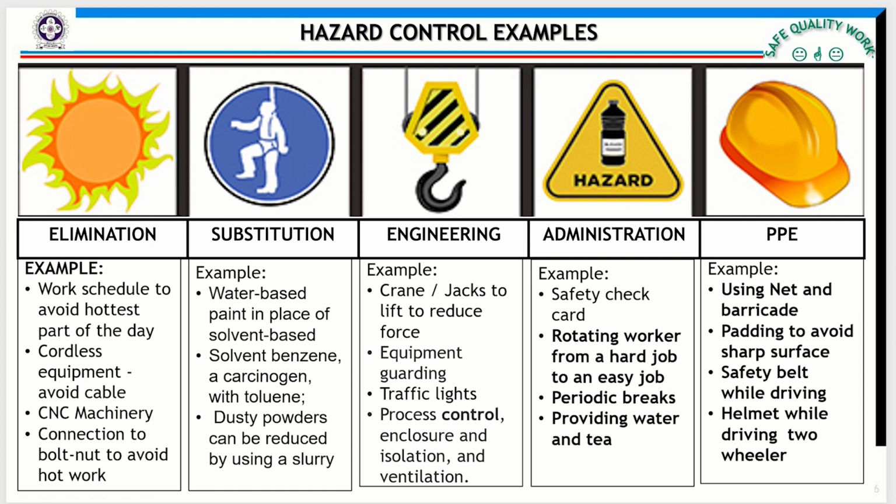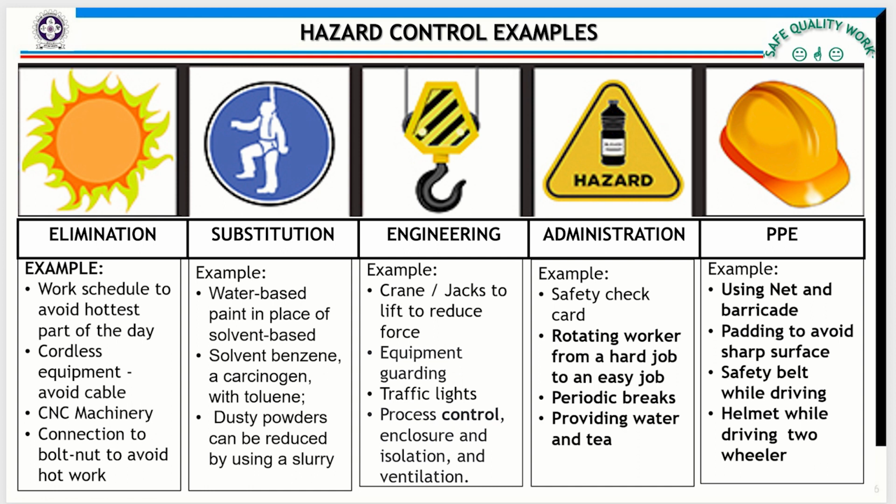The solvent benzene is carcinogenic. We can replace it with toluene. Dry powders are very dangerous for the respiratory system. They can cause cancer, and such powders can be reduced by using a slurry.